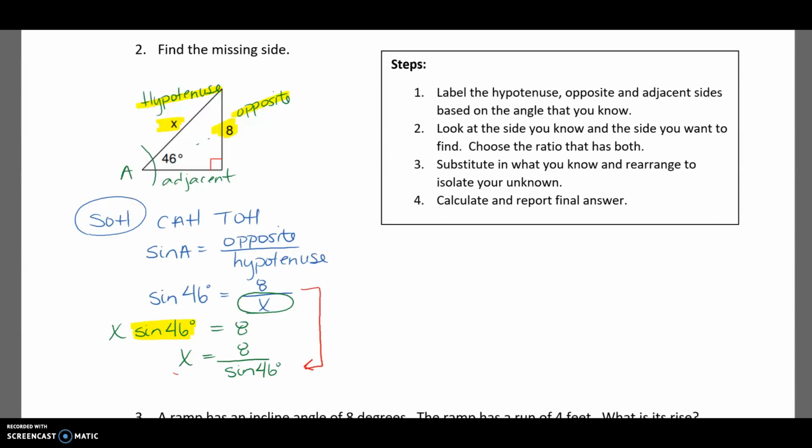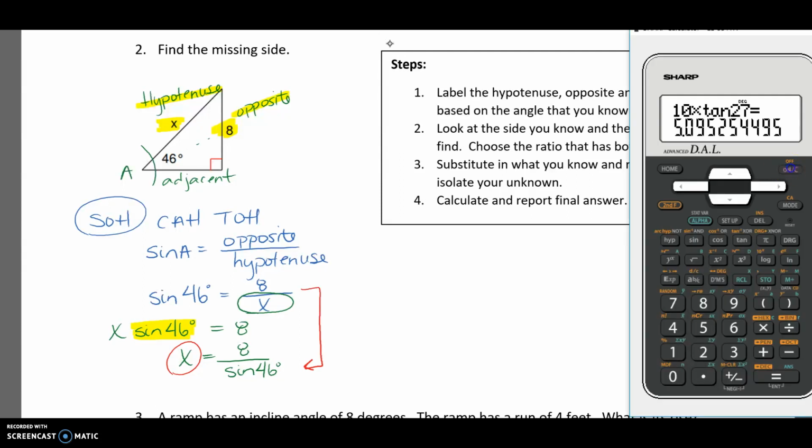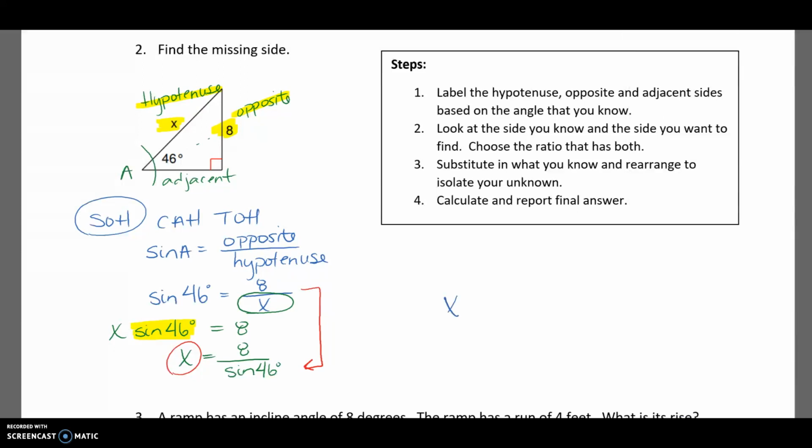Once we're here, the x is by itself, so we can put this into our calculator. Again, making sure you're in degree mode, we do 8 divided by sine 46 equals 11.1213, or to one decimal place, the hypotenuse is 11.1. Remember, you can always check your hypotenuse will always be your longest side. Let's do one more example.